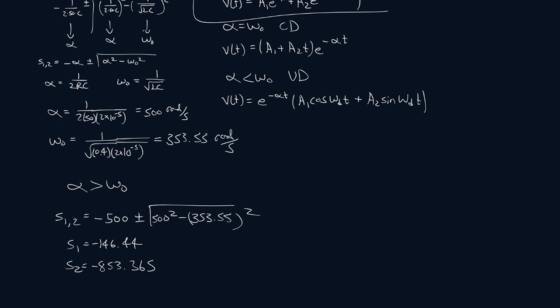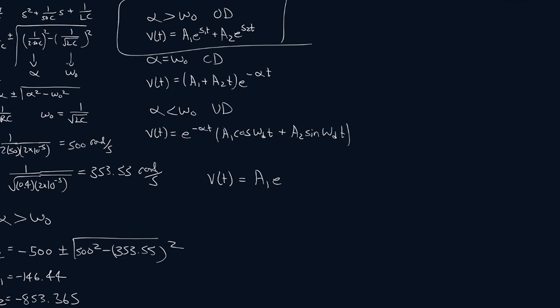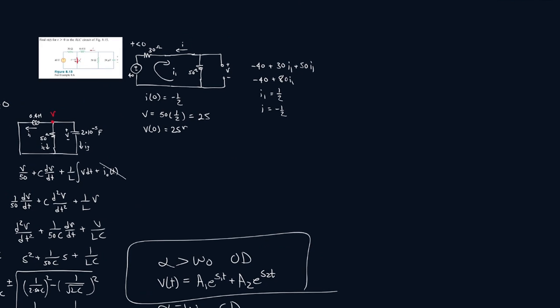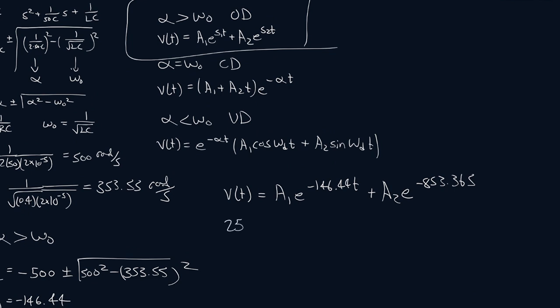So now plugging everything in, we have v(t) equals A1 e to the minus 146.44 t plus A2 e to the minus 853.365 t. Now, the next part is to solve for A1 and A2. So this is the tricky part. So we know that when t was 0, v was 25. So we can just replace this with 25: A1 e to the power of 0, which is just 1, plus A2.